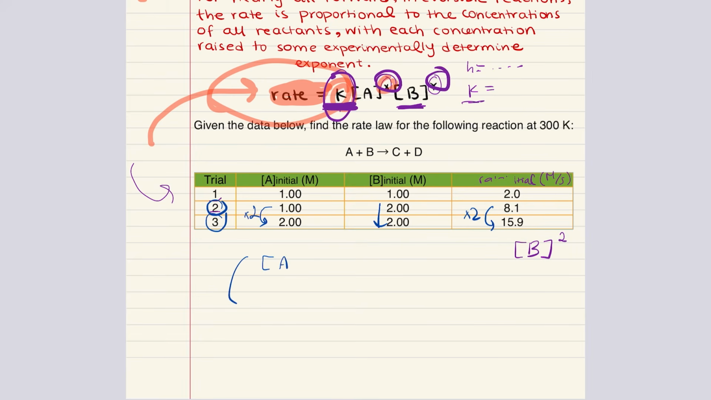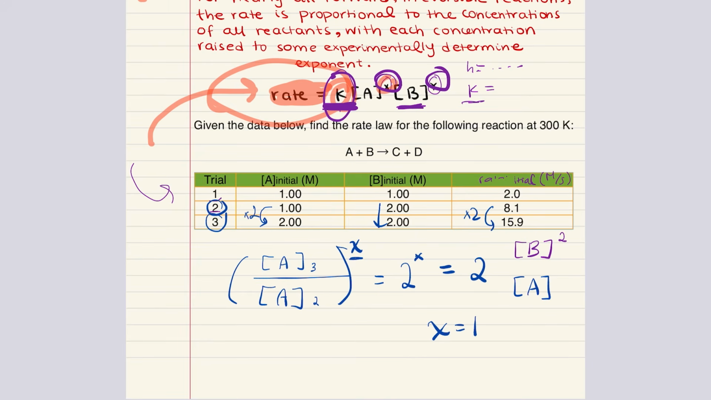If we're writing a ratio of the concentration of A in trial 3 and the concentration of A in trial 2, and we're trying to figure out what that reaction order is, well, we note that when the concentration doubles, going from trial 2 to trial 3, our rate also doubles. And that means X here is equal to 1. That is the reaction order for A. So when we write A, we raise it to the power of 1 because there's a first order dependence on A.